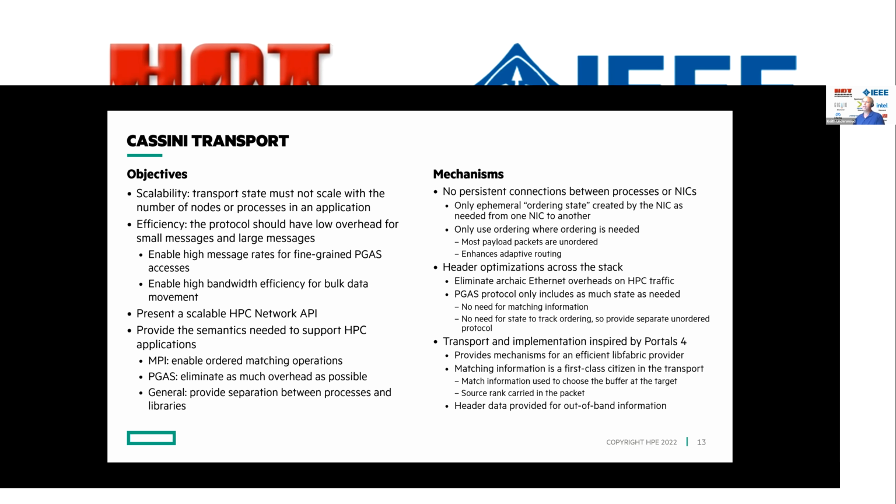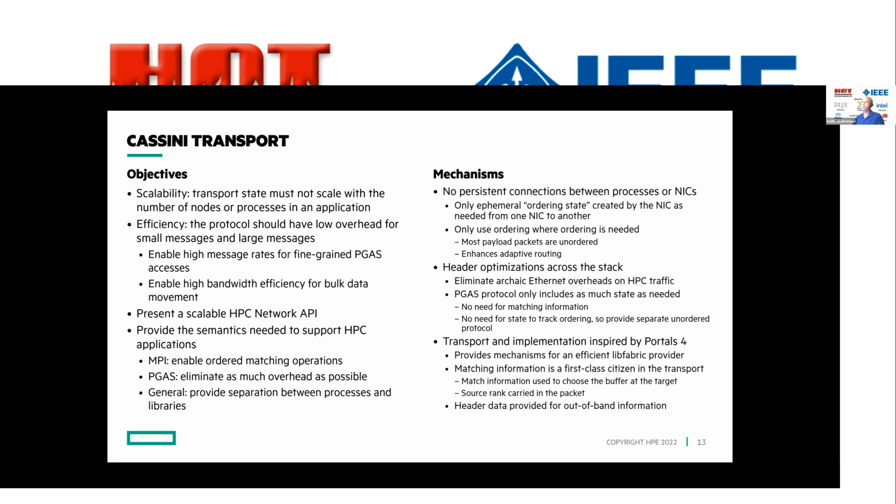That gave us a lot of the mechanisms we needed to build an efficient web fabric provider. This meant that matching information was a first-class citizen in the transport. So messages get match bits on them. Those match bits flow with the message, and that's used to choose the buffer at the target.